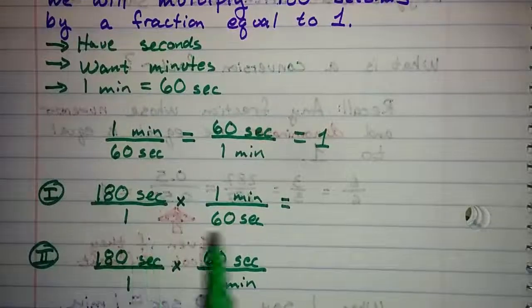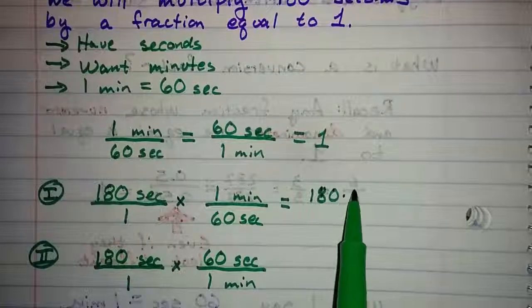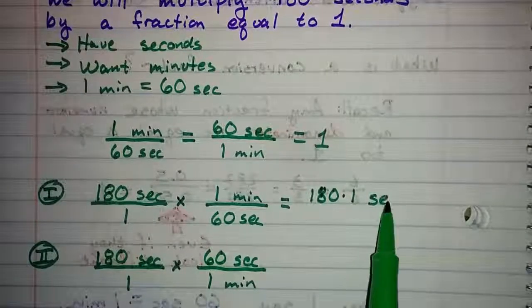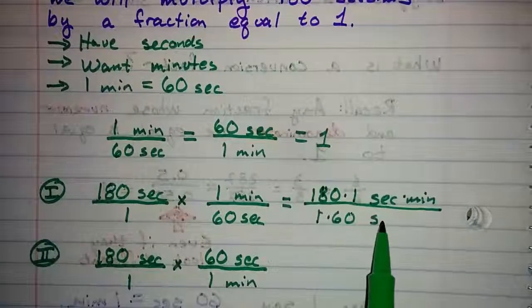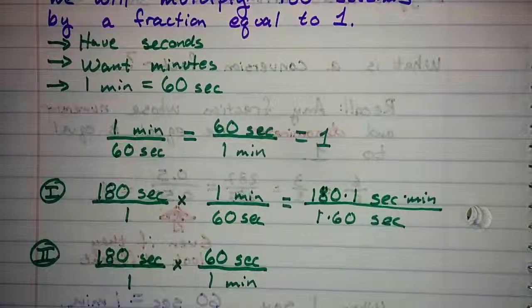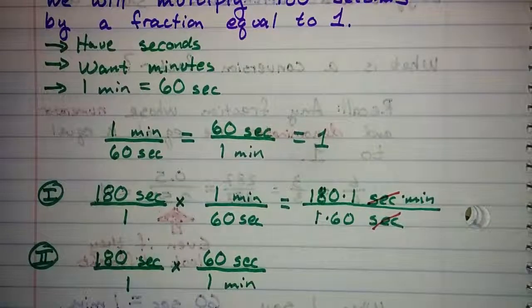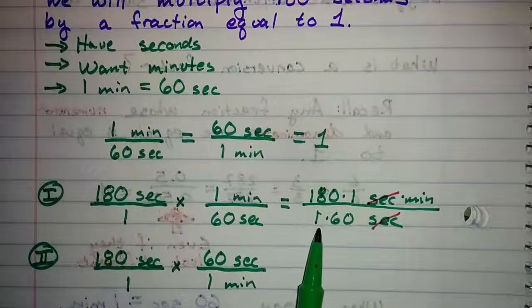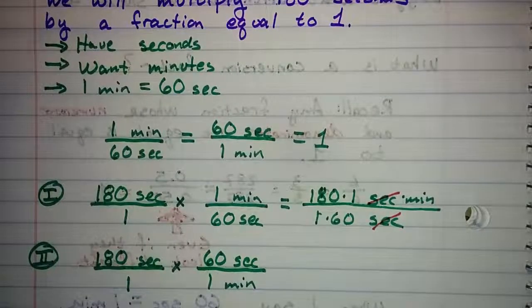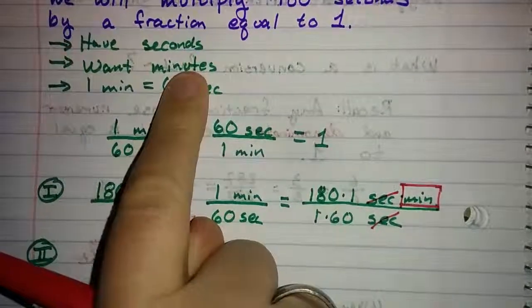Let's see what happens. Up here, I would have 180 times 1 seconds times minutes over 1 times 60 seconds. Oh, I see that seconds is a common factor that cancels out. And I'm just left with 180 times 1 minutes over 1 times 60. Minutes is the only unit that's left. That's what I want, isn't it?